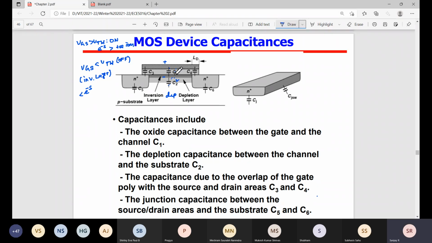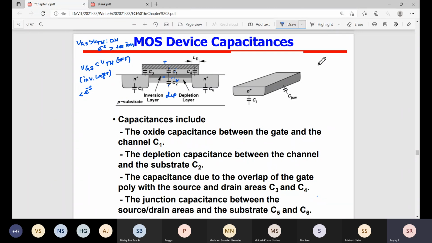Okay. So C1 means when the transistor is in the off state. There are two capacitors between the gate and the depletion layer. C1 means gate to channel. C2 means channel to depletion layer. So those are the different types of capacitor structure I mentioned, C1, C2. Similarly, C3, C4. C3, C4 mean overlap capacitance.